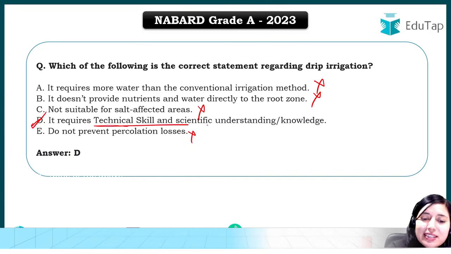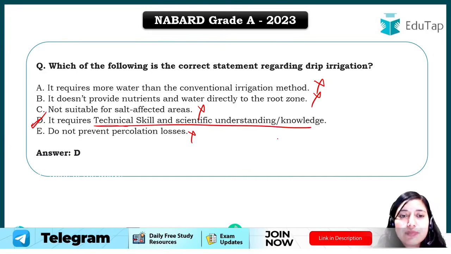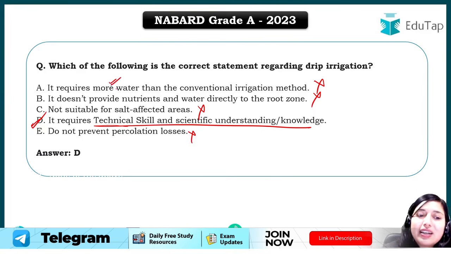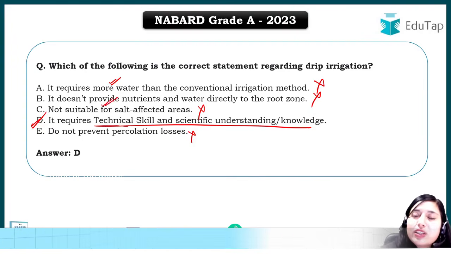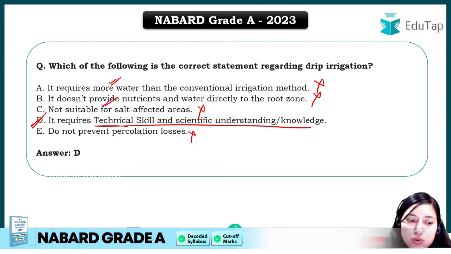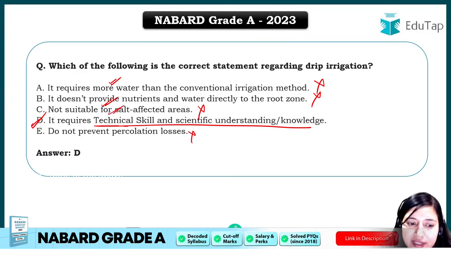It requires technical skill and scientific understanding because it is a new technology that requires skilled labor. But in this particular method, less water is required as compared to the conventional one. Through this method, we can provide nutrients directly to the root zone, and it is suitable for salt affected areas, and it also prevents percolation losses.